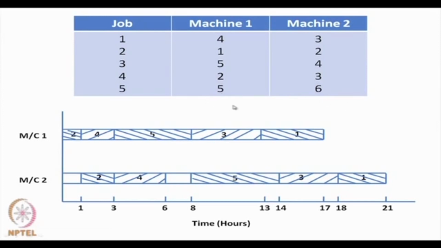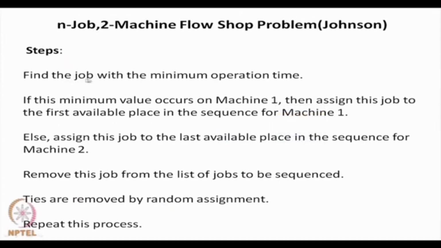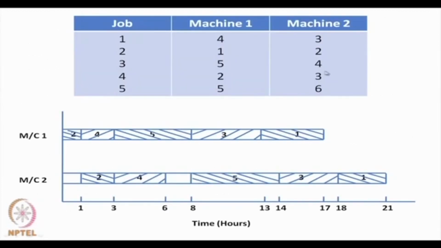Now, the algorithm here says find the job with the minimum operation time. The minimum operation time is 1, and 1 appears in machine 1, for job 2. So, assign job 2 to machine 1, that is what we have done here. Job 2 is assigned to machine 1 because its operation time is the least among all. Once assigned, take it away from the list. We have 1, 3, 4, 5 left.